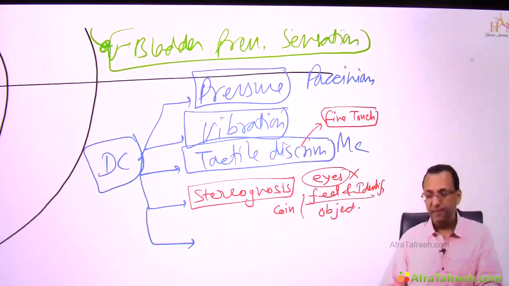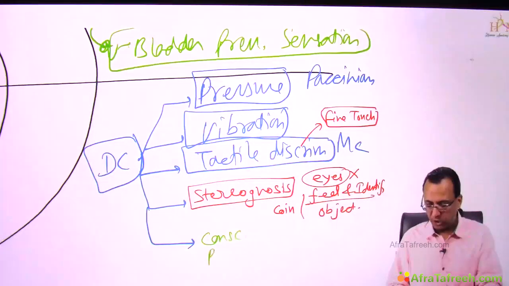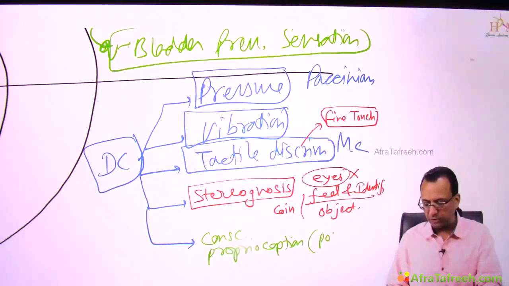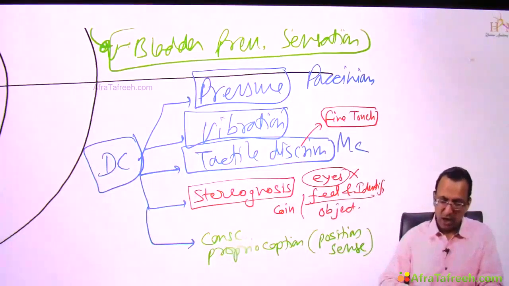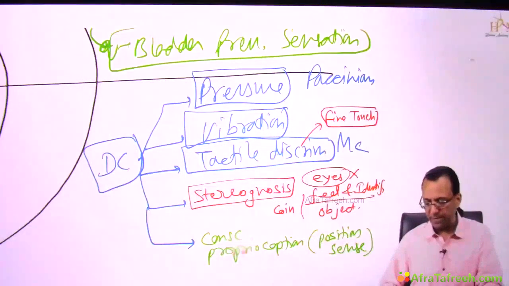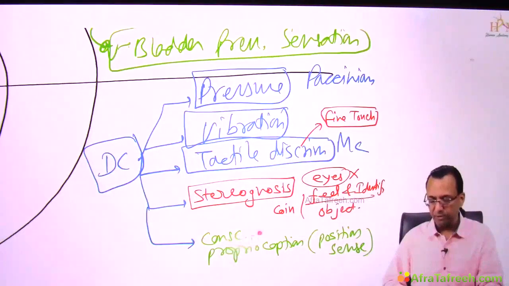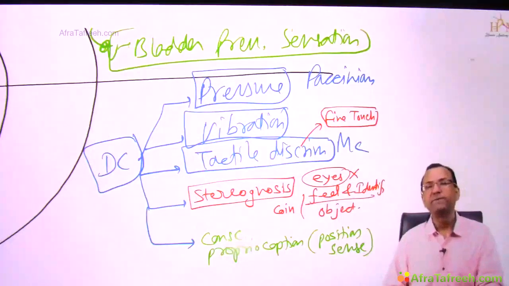What else is it carrying? It is also carrying what is called conscious proprioception. I know proprioception. Proprioception is position sense, but why are you telling it is conscious? Because it is reaching the conscious level, the cerebrum, area number 1, 2, 3, carried by the dorsal column. So the dorsal column also carries a few fibers for position sense, proprioception, and that is conscious proprioception, because the dorsal column carries all these sensations to the cerebrum. You remember?